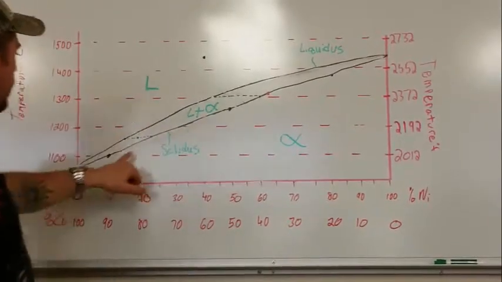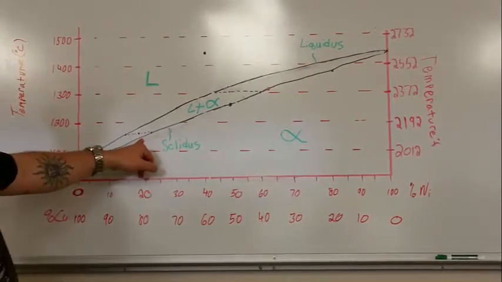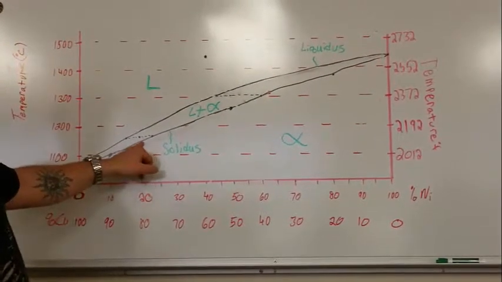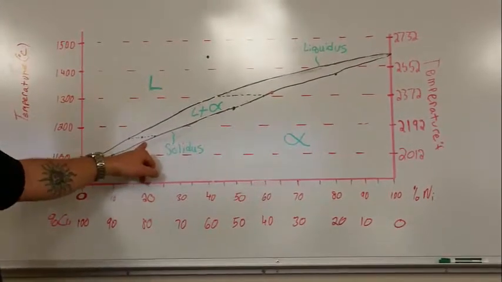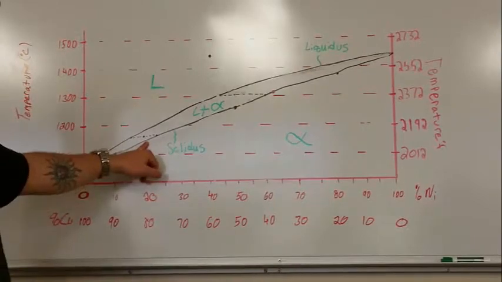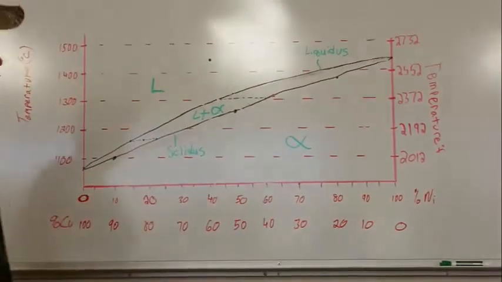There's some liquid and some solid there. And then if you get below the solidus line, which is the lowest temperature at which there is any liquid, below this temperature nothing will be liquid. None of the metal. Everything is solid below this point. We call it the alpha region. It's solid.